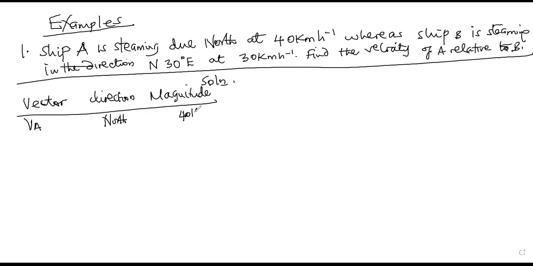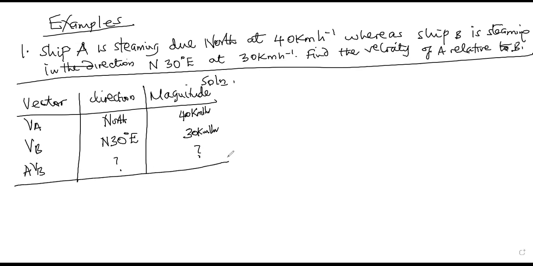This is a summary that enables you do the sketch with a lot of ease. Then we have velocity of B, direction is north 30 degrees east, magnitude is 30 kilometers per hour. They want us to get velocity of A relative to B. So they want AVB. We don't know the direction. We don't know the magnitude. So by merely having this, you can easily sketch and find what you asked for.